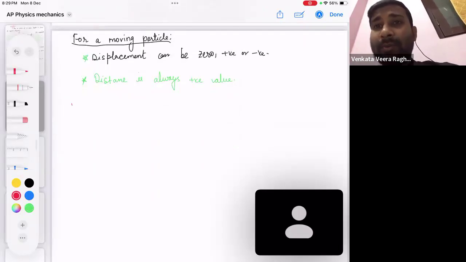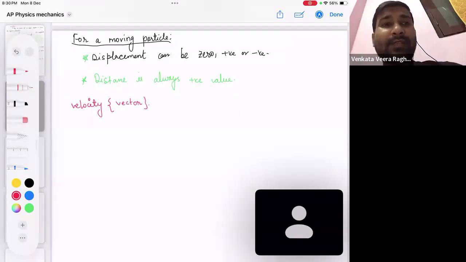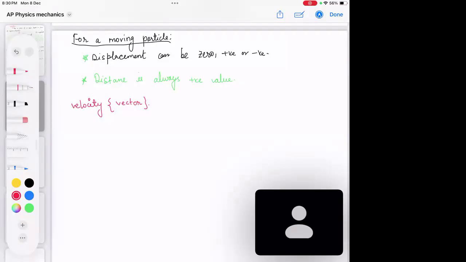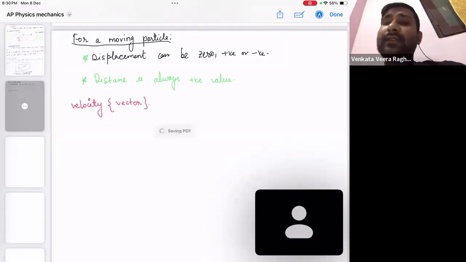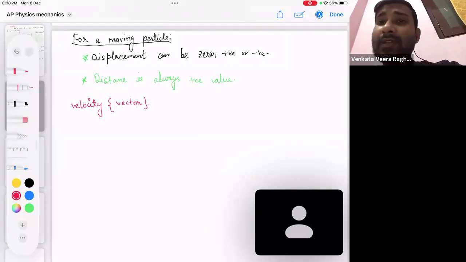So now we are going to define two more physical quantities. One is called velocity, the other is speed. Are they the same or different? Different types of quantity. What is the difference between these two? One is a vector, the other is a scalar. Correct. So now I am going to define velocity. What does velocity mean and in how many ways can I define it? Please tell me.